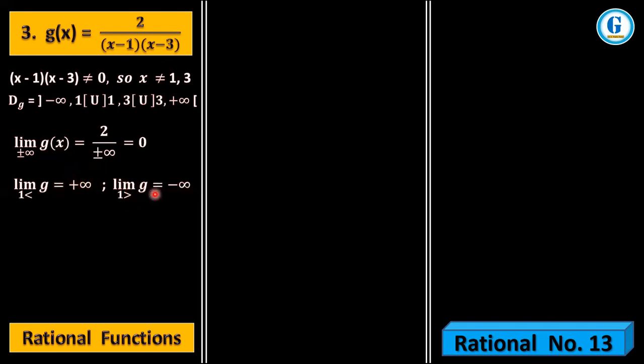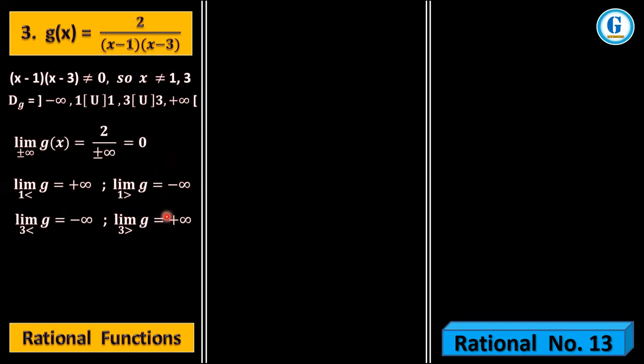The limit as x tends to 1 from above, we take a number slightly more than 1. The numerator is positive. This first bracket will be positive. The second bracket is negative. Negative times positive is negative. And positive divided by negative is negative. So we have negative infinity here. The limit as x tends to 3 from below, we do the same thing. We have negative infinity. And as x tends to 3 from above, we have positive infinity.